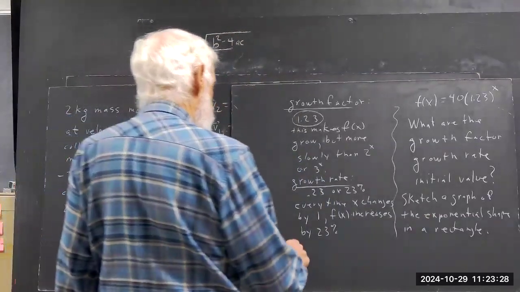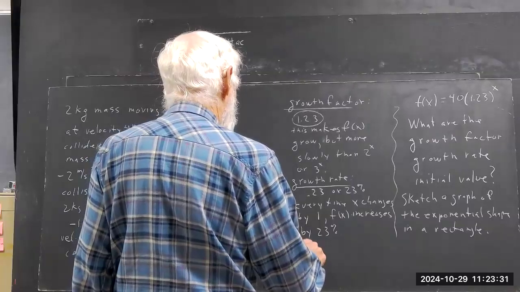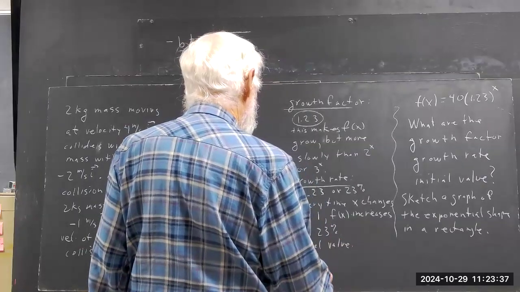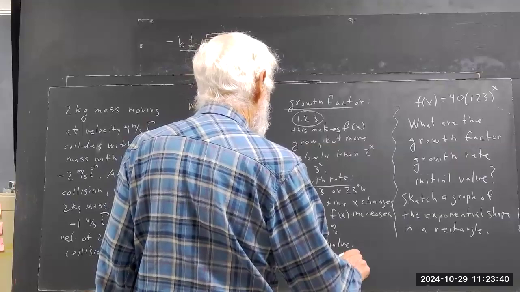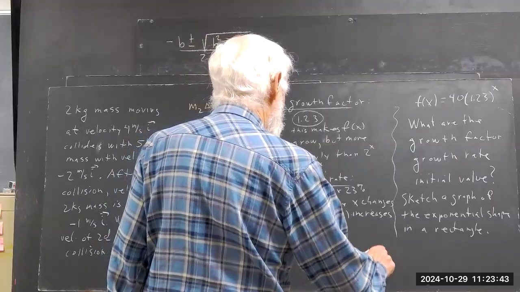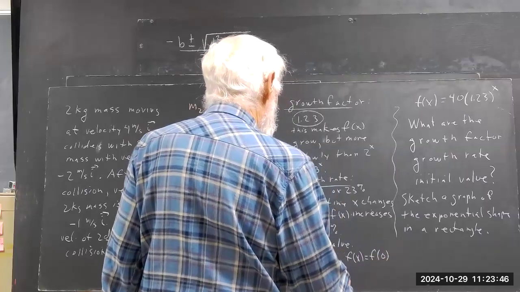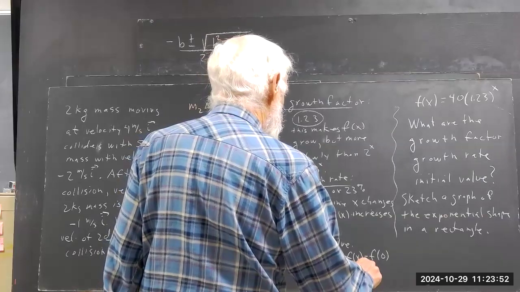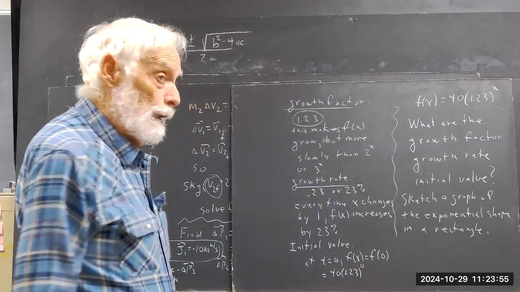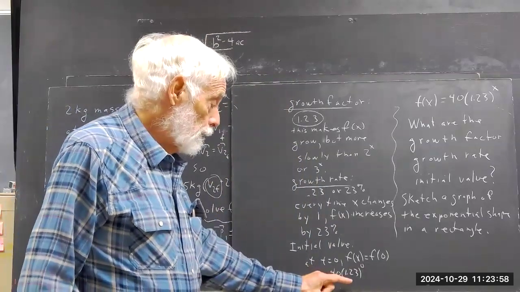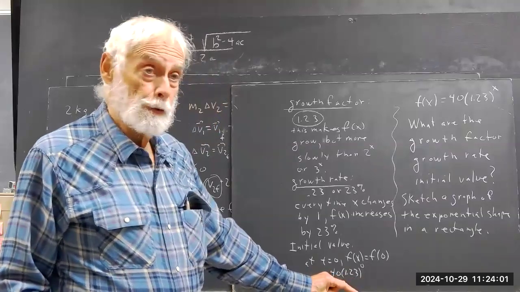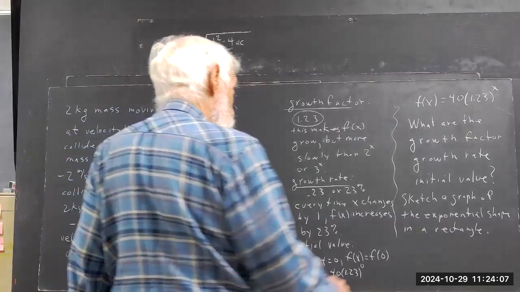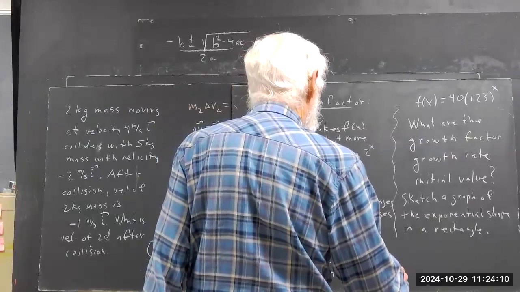Initial value. You just plug in x equals 0 and you get your initial value. Show me with your fingers what 1.23 to the 0 is. Any number to the 0 power equals 1. So that's equal to 40.